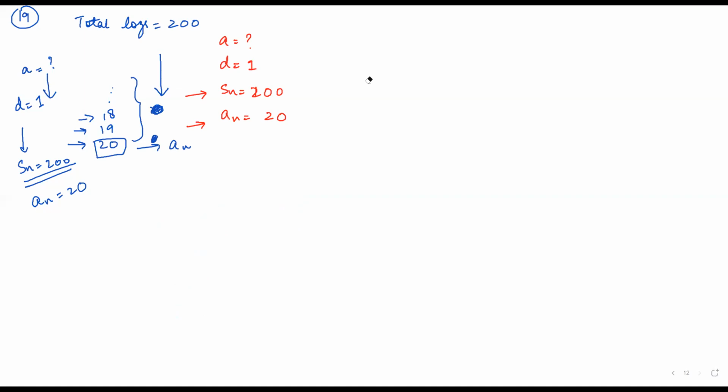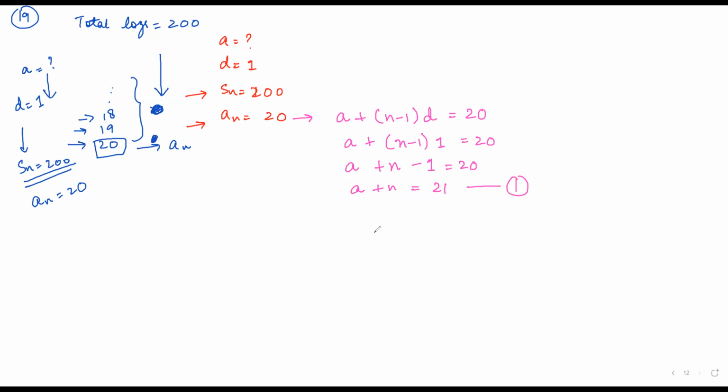Okay. Let me start from here because this information is given to me. So what is n? That means a plus (n minus 1) into d is 20. a I don't know, n also I don't know, and d I know, that is 1, equal to 20. So a plus n minus 1 is equal to 20. So a plus n is 20 plus 1, that is 21. I mark it as equation number 1.